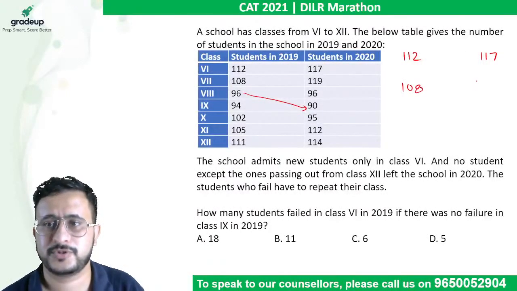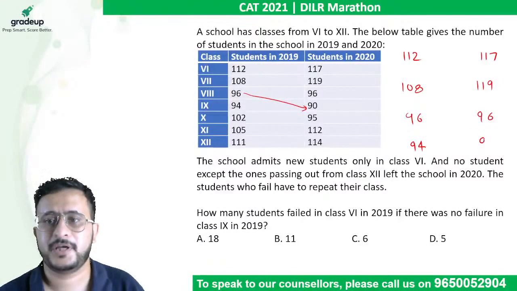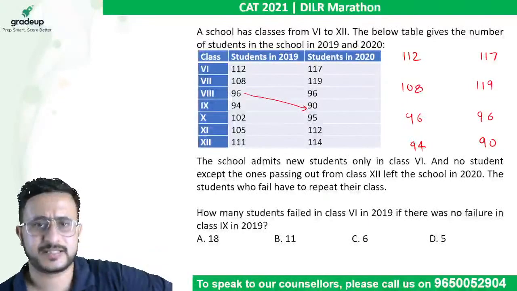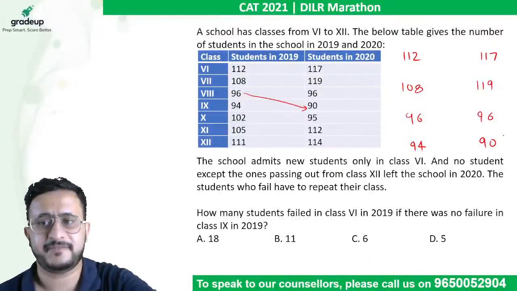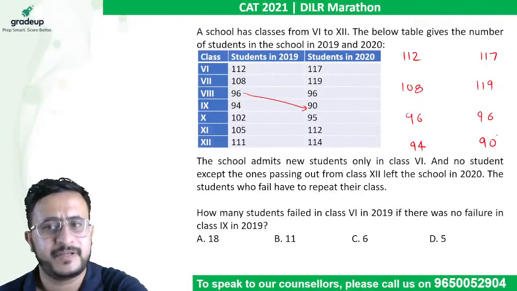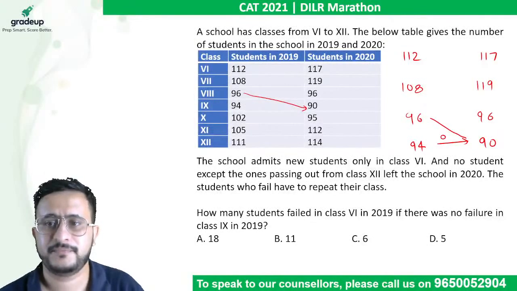ना वहाँ पे हॉच पॉच हो जा रहा है, 119. 96, 96 एंड 94, 90. ठीक है, अब क्या होगा कि नो वन फेल्ड इन क्लास 9th. ठीक है, सो इट मींस ये जो 90 स्टूडेंट्स हैं इसमें से फेलियर वाले 0 हैं. ठीक है, फेलियर वाले 0 हैं, इट मींस एंटायर स्टूडेंट्स केम फ्रॉम दिस.